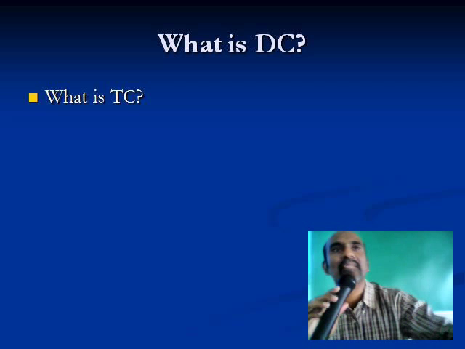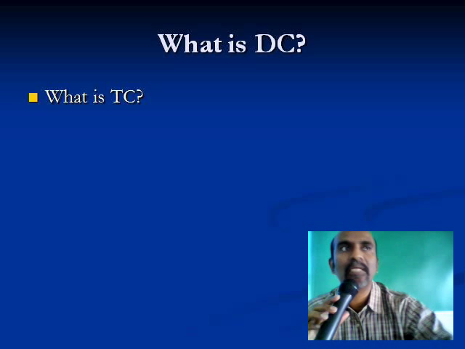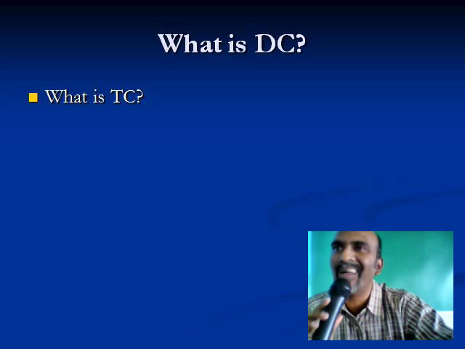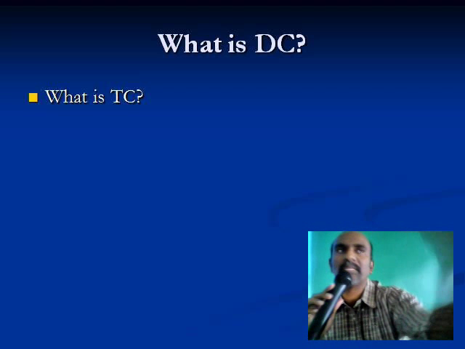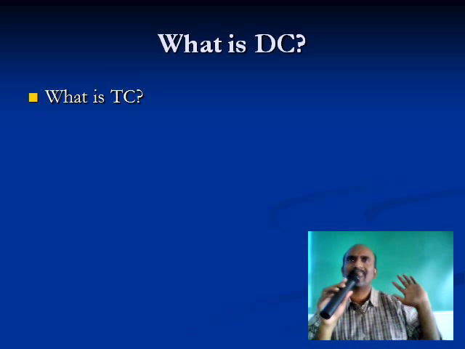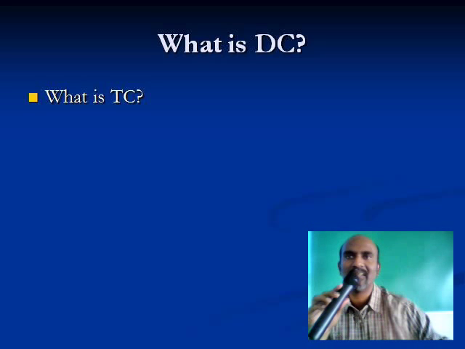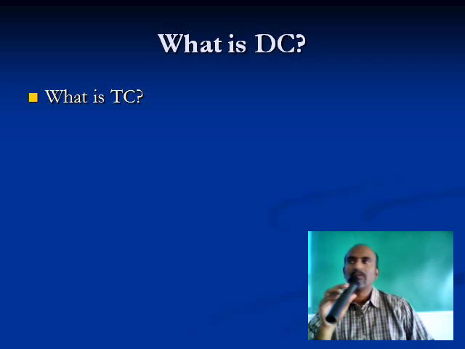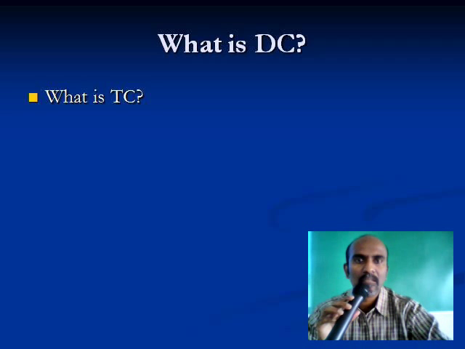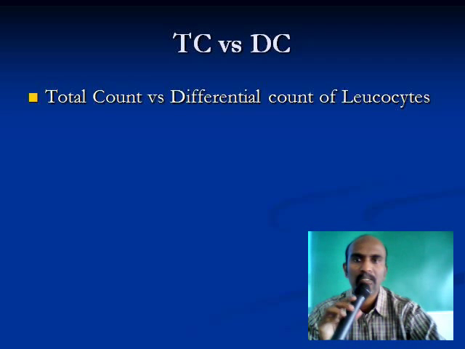What is differential count? Excellent. Expressed as a percentage. Different types of WBCs expressed as a percentage. When you say percentage, per 100, then I understand. That is the keyword there. Do you understand? Good. Very good. Sit down. Did you all understand this? Shall we move on? Yes.